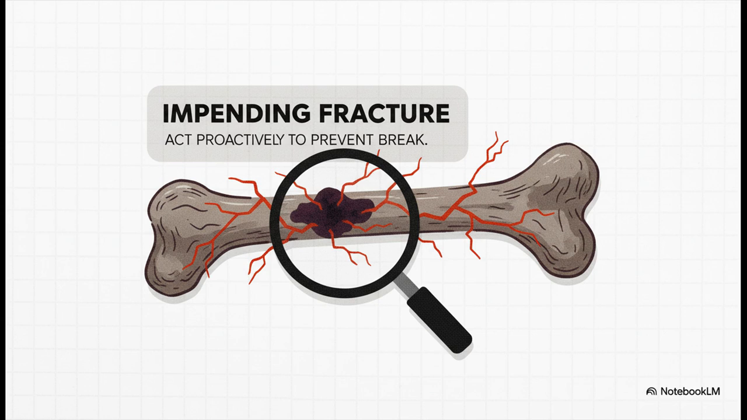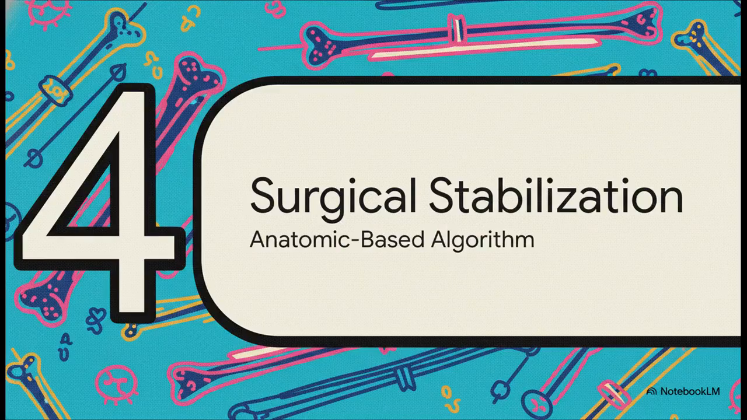If a lytic lesion has destroyed so much bone that a fracture is imminent with just normal activity, that is our trigger to intervene surgically. We operate proactively to stabilize the bone before it fails. So how do we decide which stabilization procedure to use? Well, it all comes down to a really simple 2-part algorithm that's based on the anatomy and the tumor's origin.